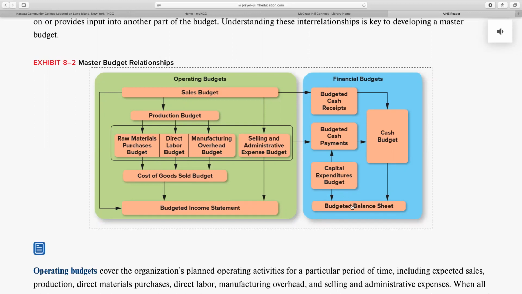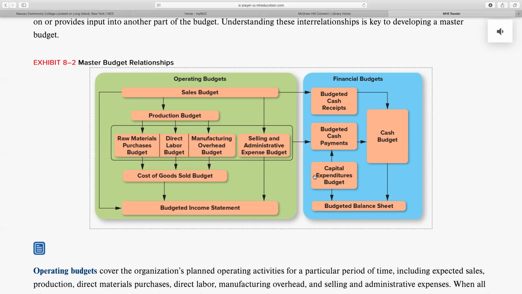Now, when we talk about the budgeted balance sheet, we need to budget cash receipts and cash payments. In other words, how much cash do we think is going to come into the business based on those sales, right? And how much cash are we going to need on all these different expenses? Budgeted cash payments. Budgeted cash receipts minus budgeted cash payments makes up your cash budget.